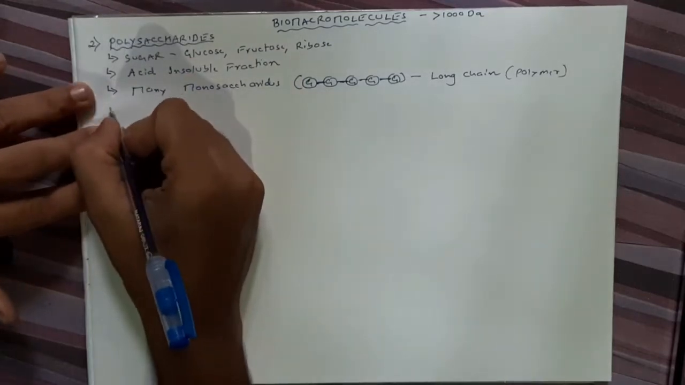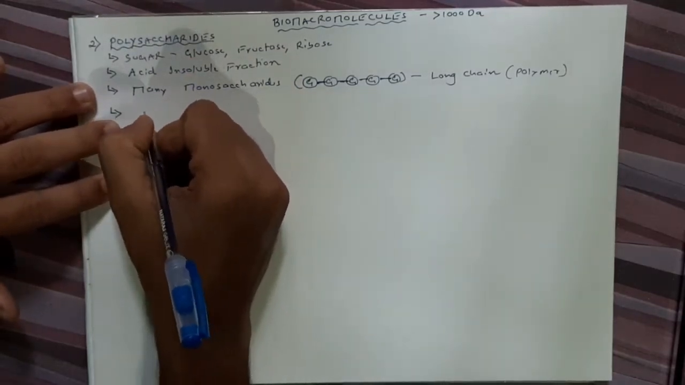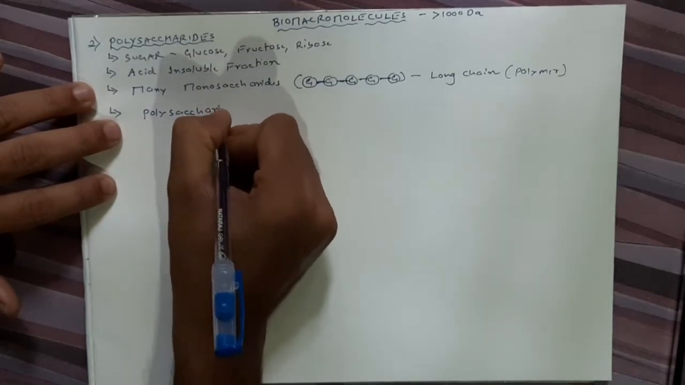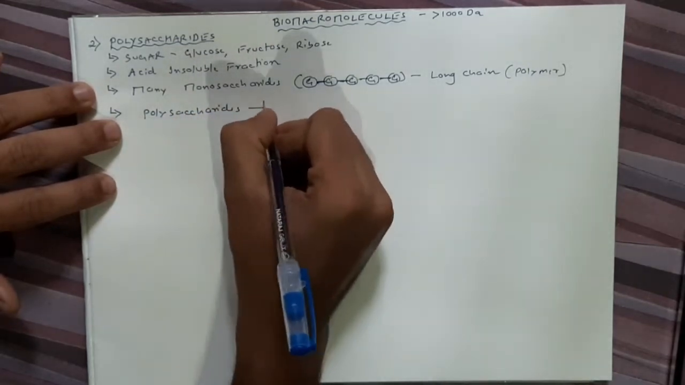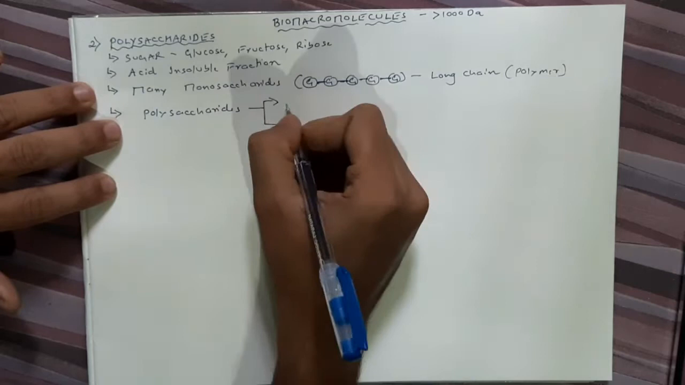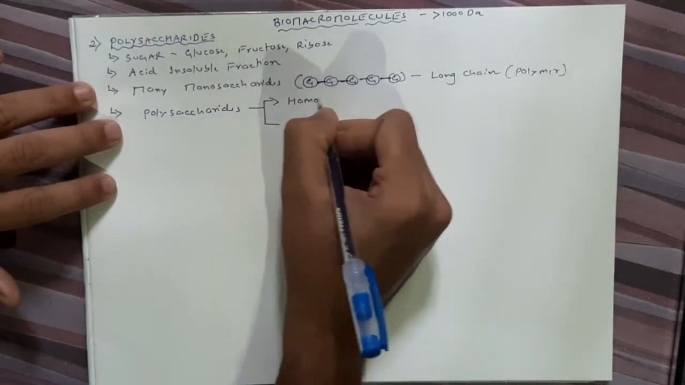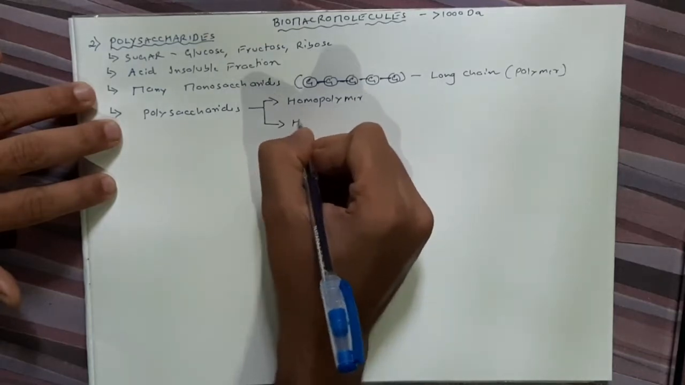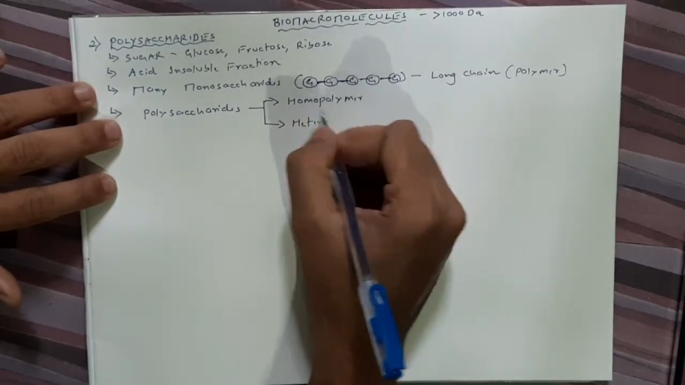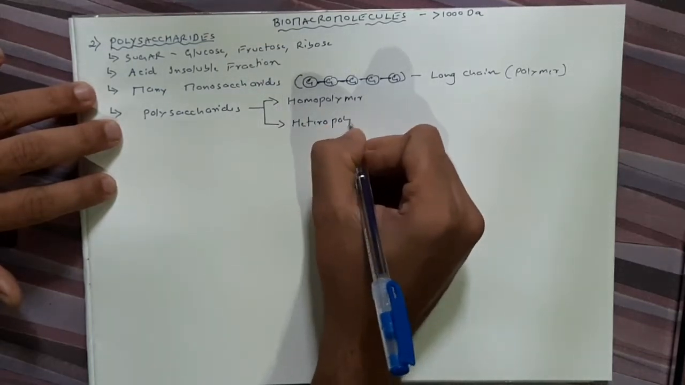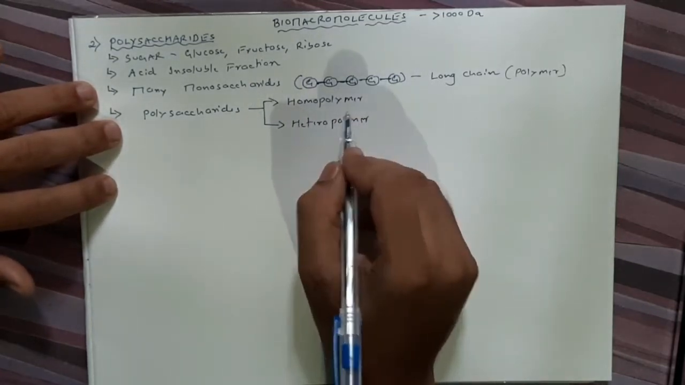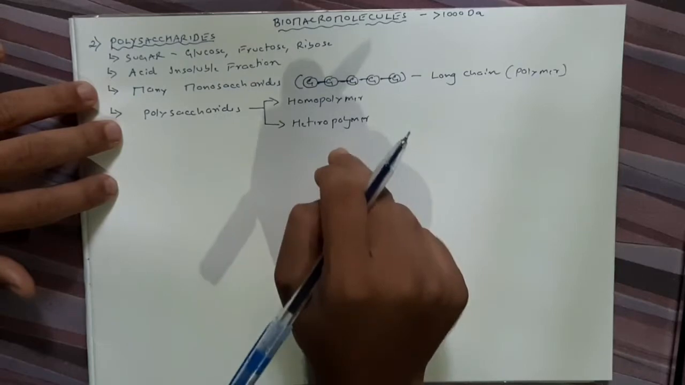Now I just want to tell you that polysaccharides are of two types. What is the type? The first one is homopolymer. What is this homopolymer? I'll tell you. Next is heteropolymer. Hetero means different, homo means same. You get a question actually in competitive exams: homopolymer examples, heteropolymer examples. So this is very important now.